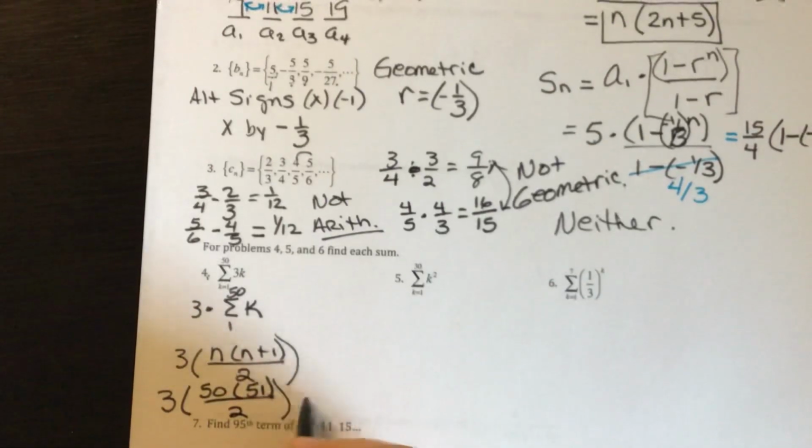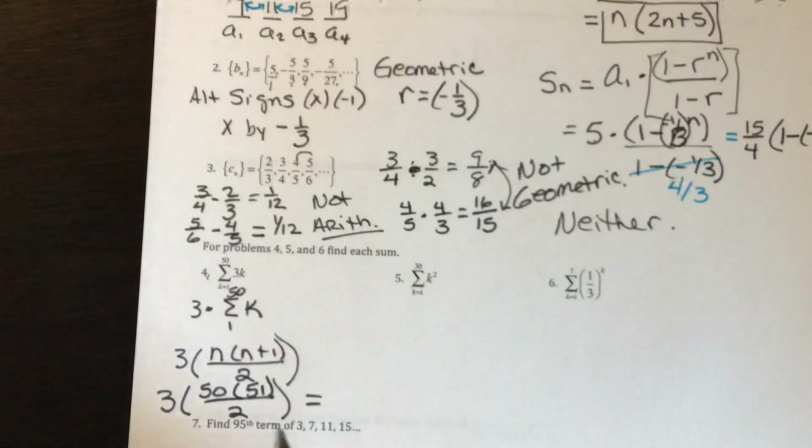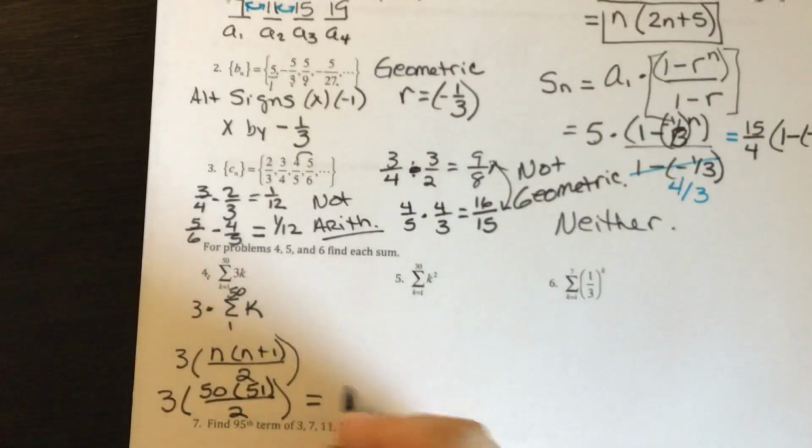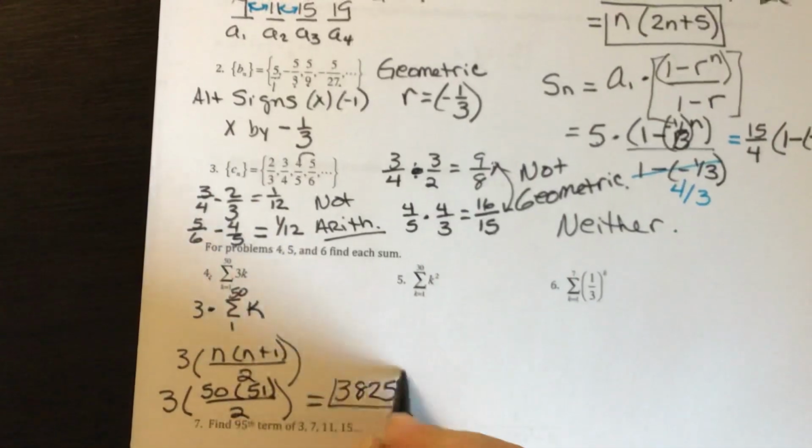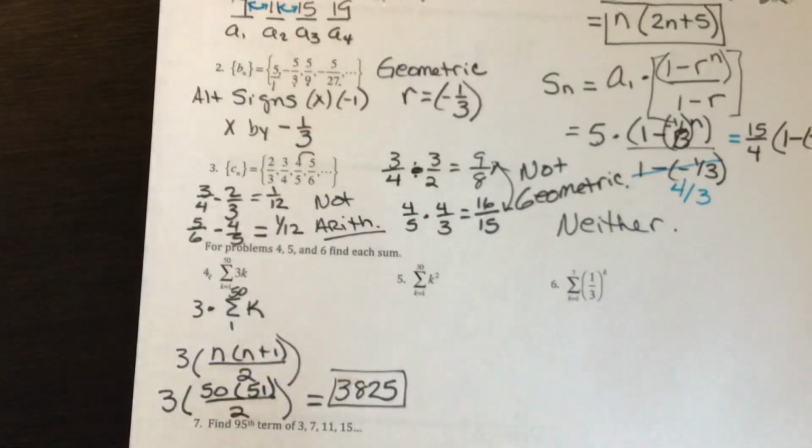divided by 2, and if I just do this on a calculator, basically I'd have 25, 50 divided by 2, times 3 is 75, and 75 times 51 is 3825. All right, so the next one.